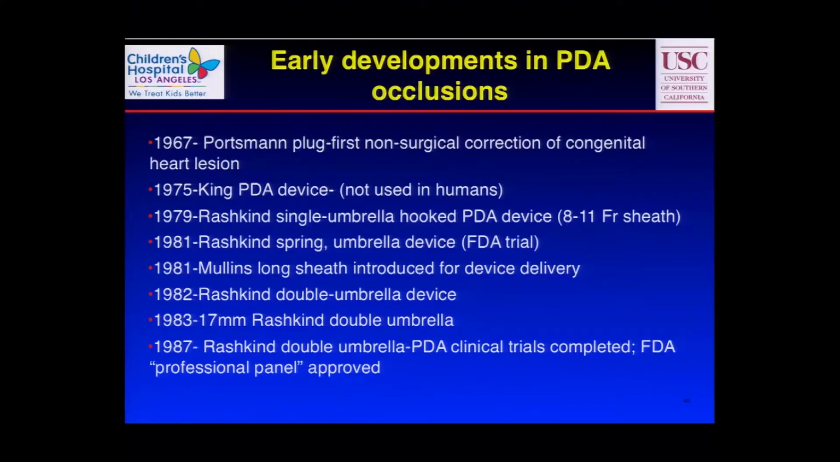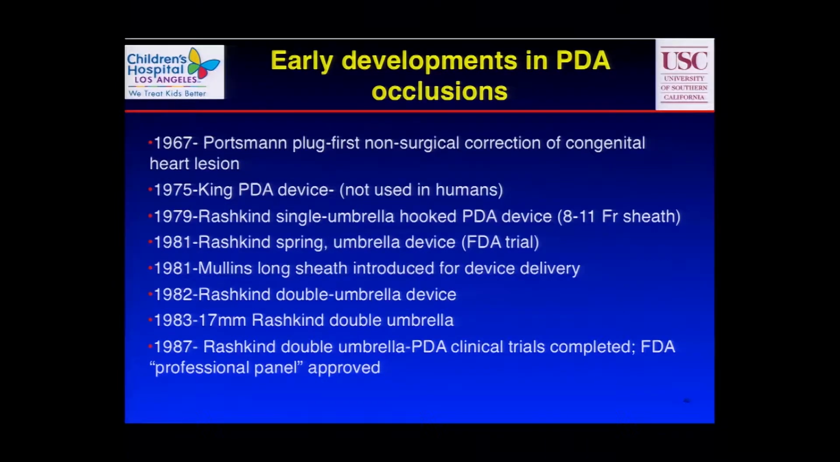So let's go through some of the early developments. Since 1967, multiple devices have been developed for PDA closures. Terry King came up with a device. Then Rashkind came up with the Rashkind PDA device that has hooks on it. I'll show you examples of that. And then the Rashkind umbrella device. Chuck Mullins, as I mentioned, created the long sheath to actually deliver some of the devices. Dr.